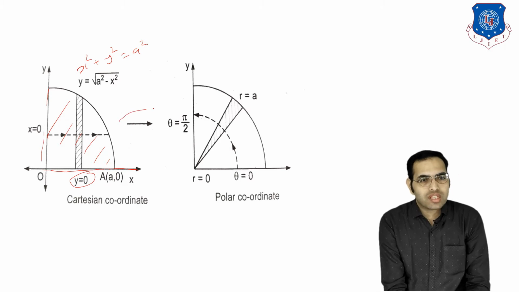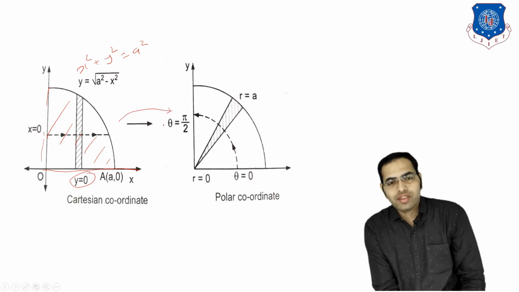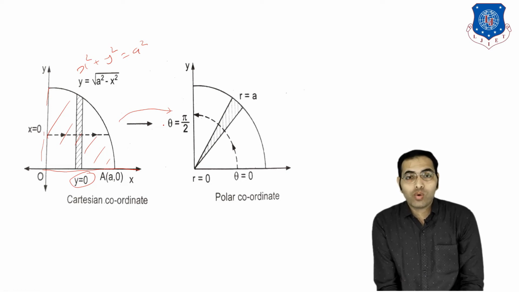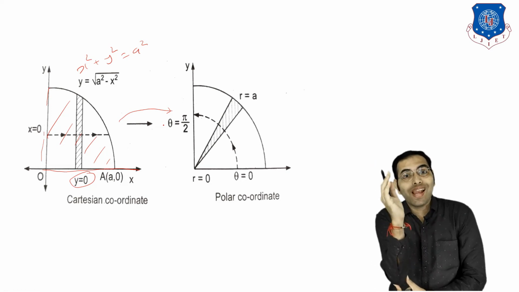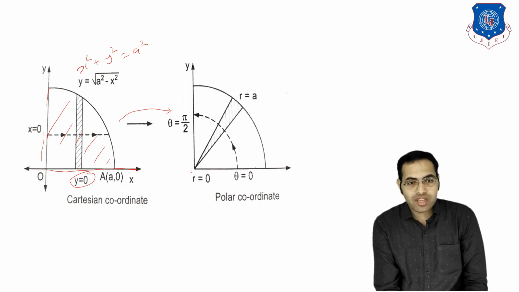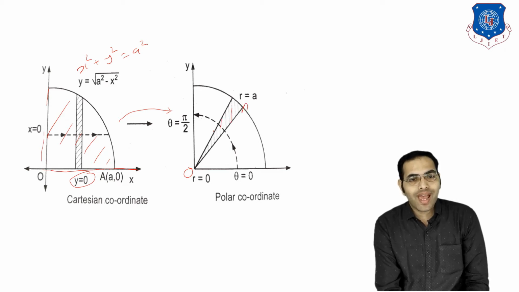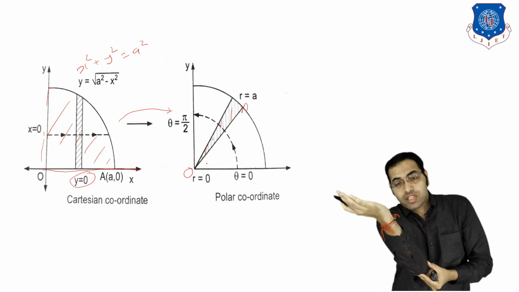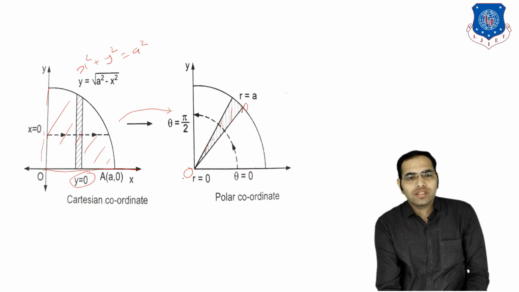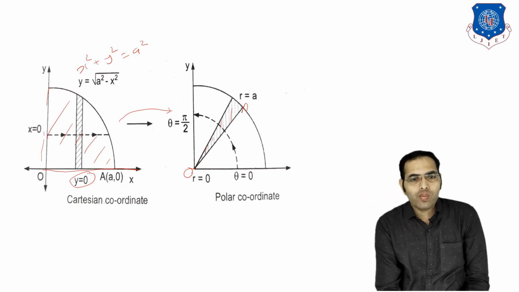Now, converting this into polar coordinates, whenever we apply the limits in polar coordinates, we take the elementary radius vector, here the position O and this position A. That is our elementary radius vector or transverse strip, which always starts from the origin. At this position the value of r is 0, and at this position the boundary touches the circle of radius a, so r varies from 0 to a.